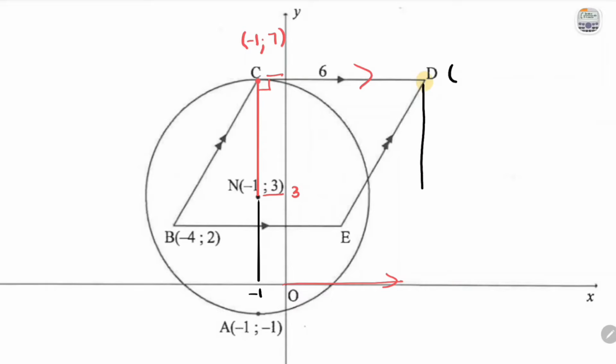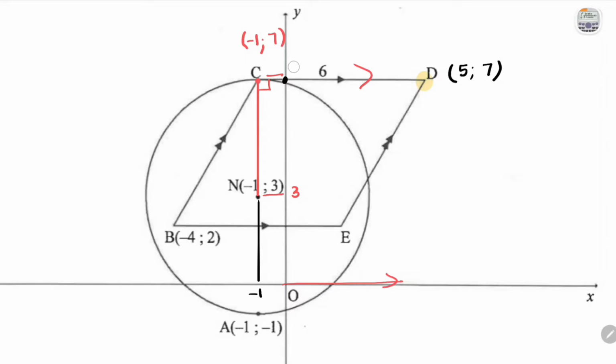The only thing that changes, as you can see from this point over here to that point, is the x value. That x value now becomes negative 1 plus 6, which is 5. And the y value is exactly the same as C, since it is a horizontal line. This was 7 as a y value. This will also be 7 as a y value. So D is 5 and 7.